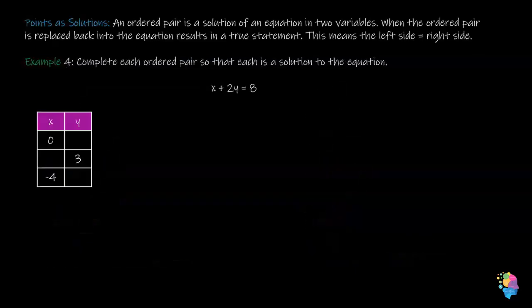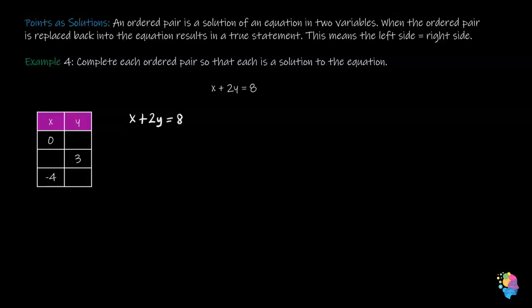Now what happens if only one coordinate is given and we are being asked to complete the ordered pair so that each of the ordered pairs is a solution? We're going to do something similar to the previous example. We're going to replace the coordinate that is given into the equation, but then we're going to have to solve the equation to find the missing value. So first, we're going to bring down the equation to give ourselves some space. So this is x plus 2y is equal to 8.